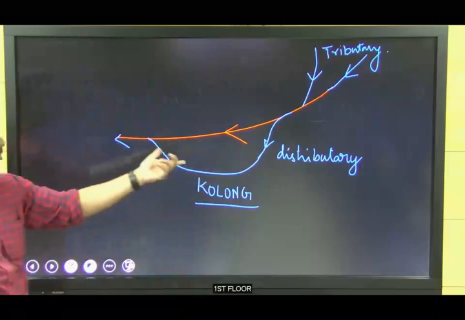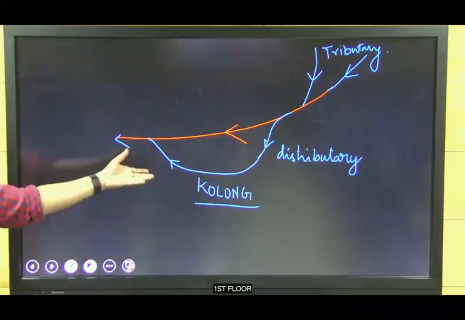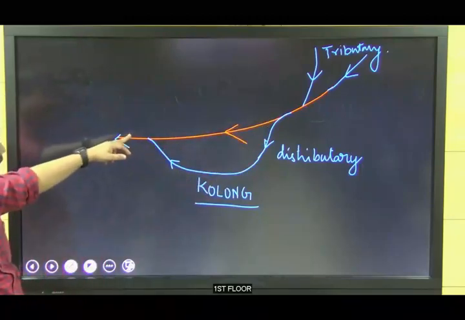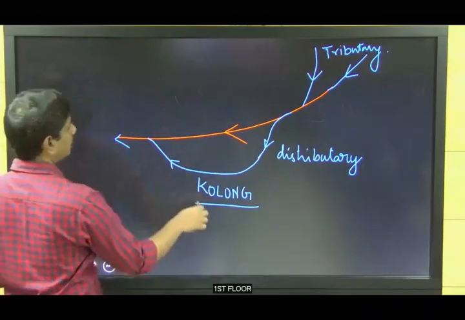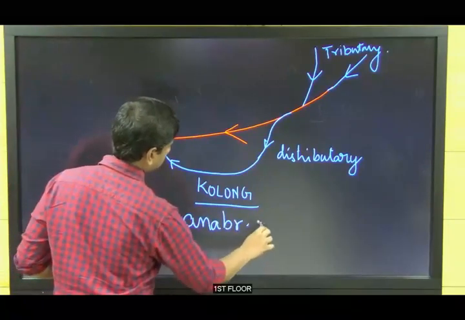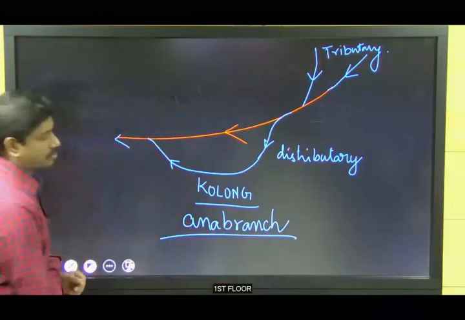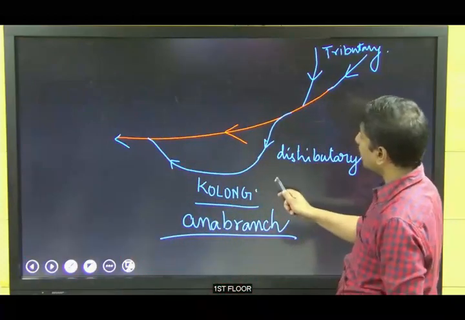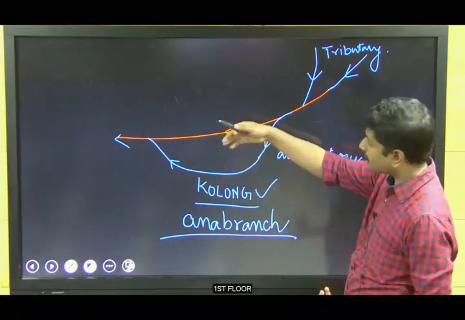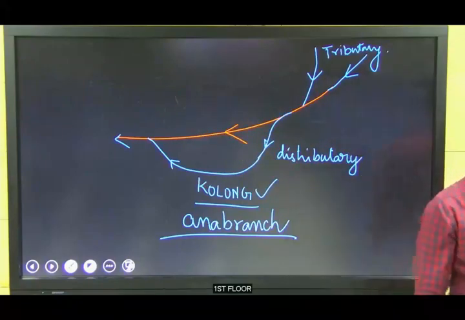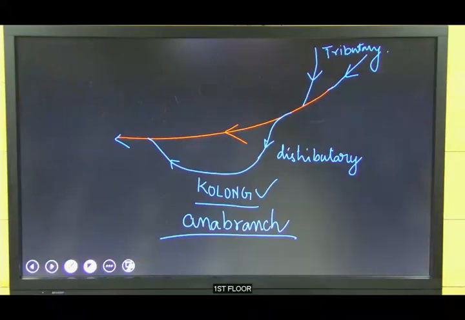If a stream or a river or a distributary, you can call it by any name, if it separates from the main river and joins back into the same river, then it is known as an oxbow branch of the river. Okay. So Kolong is not a tributary, it is not a distributary, it is a branch. It is joining the same river. Okay. So this is the concept of the branch.